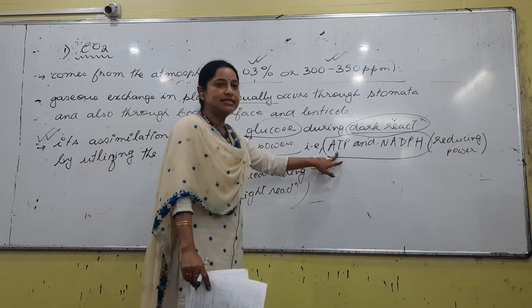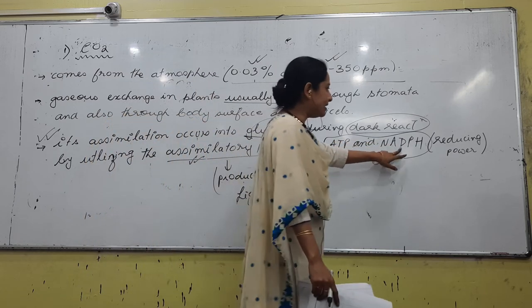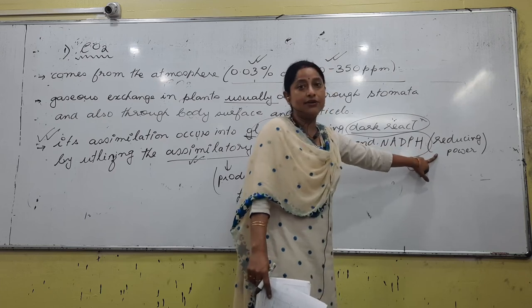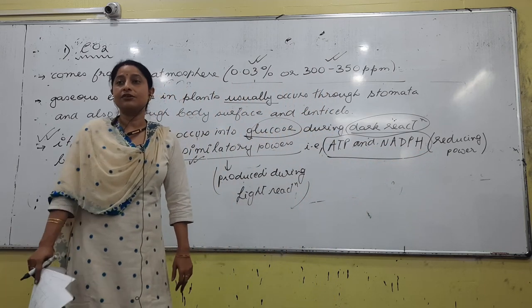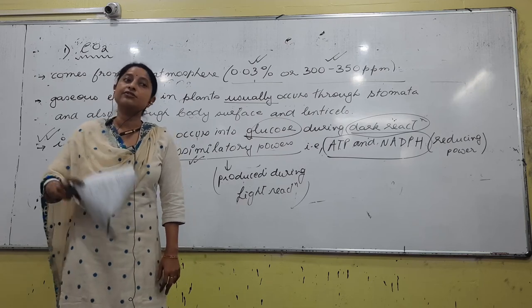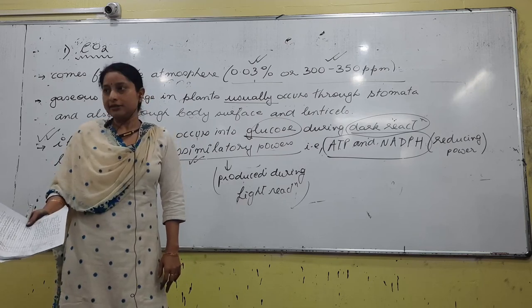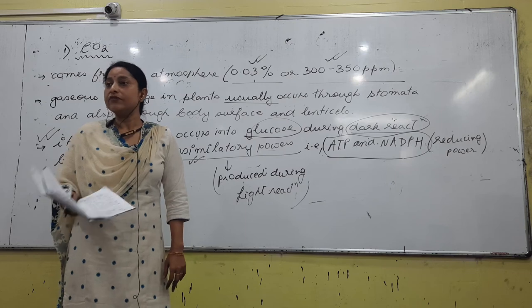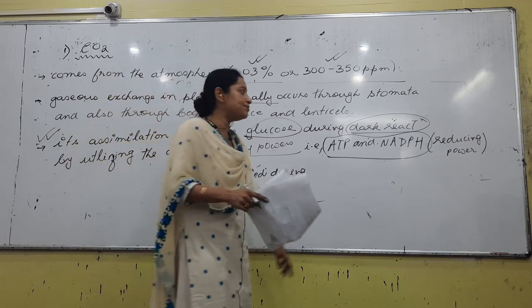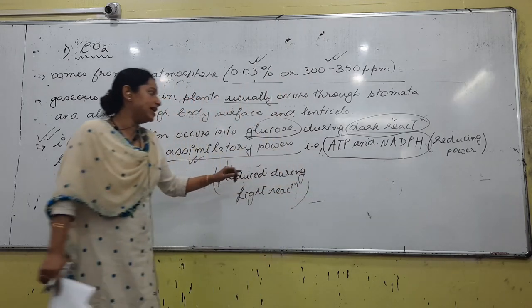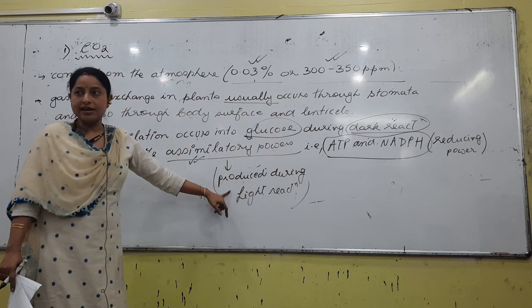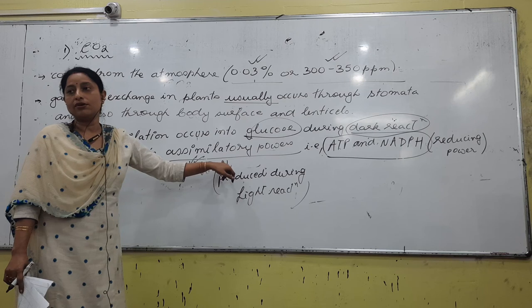As of now, what is ATP? Energy, we understand. What is NADPH? It's nothing but a reducing power. Why is it called a reducing power? Because it helps in the process of reduction. Reduction means conversion of carbon dioxide into food, yet someone needs to help. Who needs to help? The product of light reaction. Which product to be precise? NADPH, right?